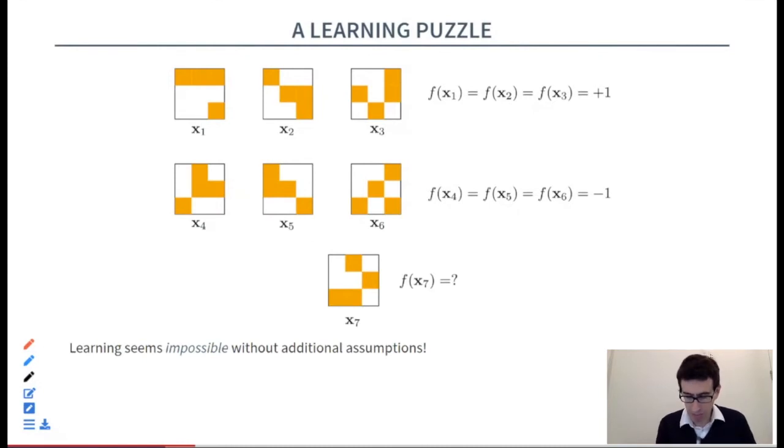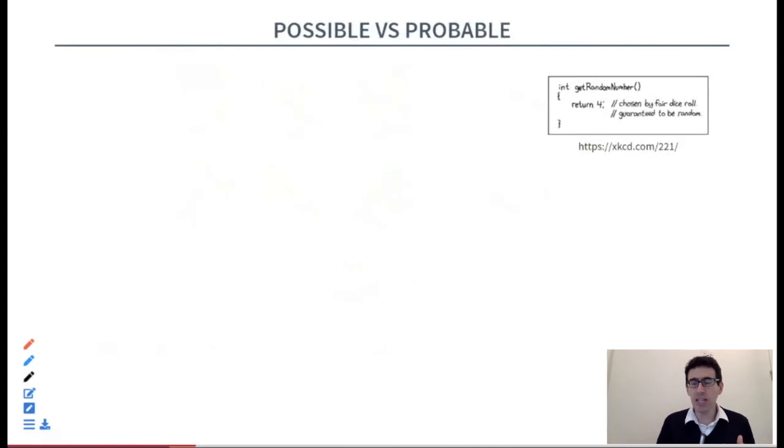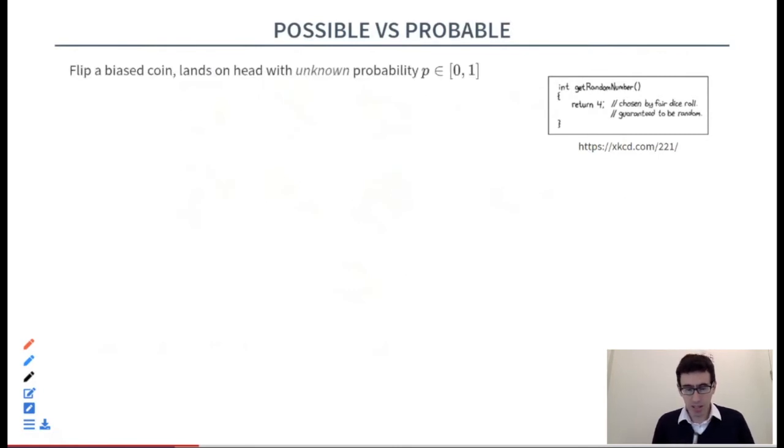So what's missing? What's missing is a very fine point of terminology, which is a distinction between possible and probable. Before we apply that to learning, let's talk about it in a slightly different context. Let's imagine that I flip a coin, and that coin is biased. It lands on head with an unknown probability p. So you don't know what p is. p could be 1/2, could be 1/3, doesn't matter.